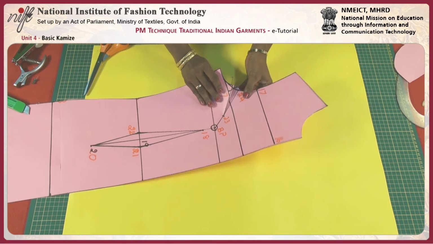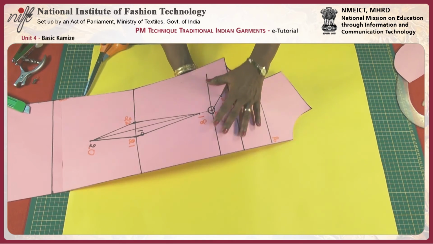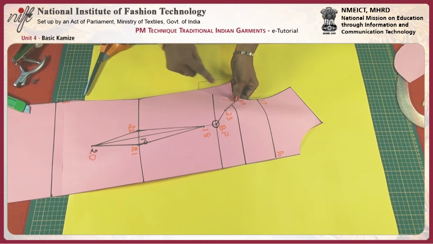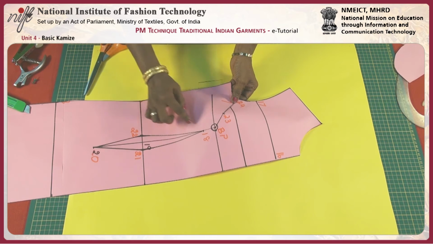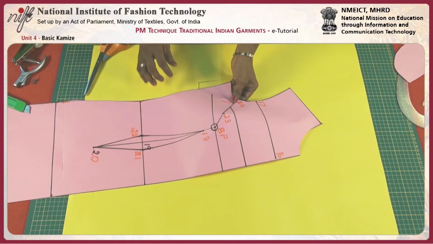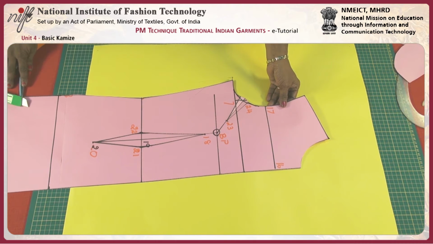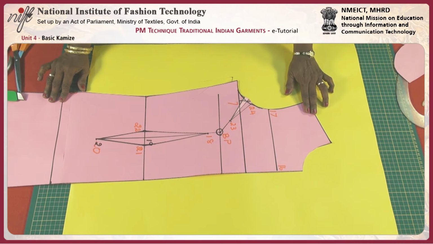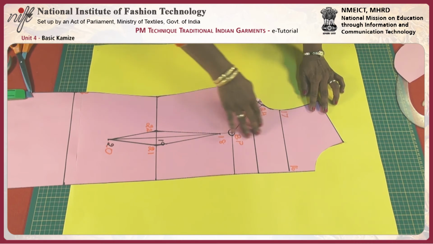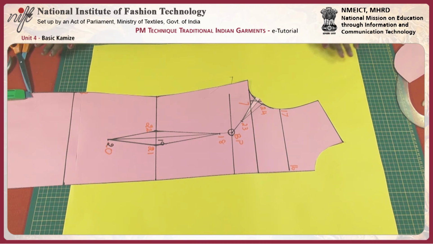So when we are doing this, the bust cup is being formed. When you are doing both the darts together, the proper bust cup will form at the bust point. Now our basic block of the kameez is ready, front is ready.